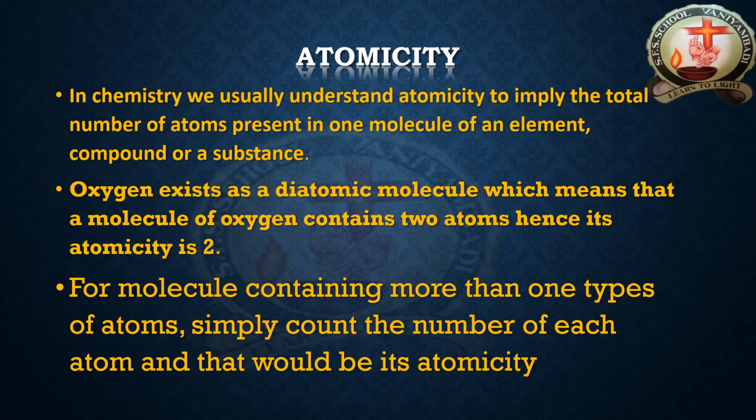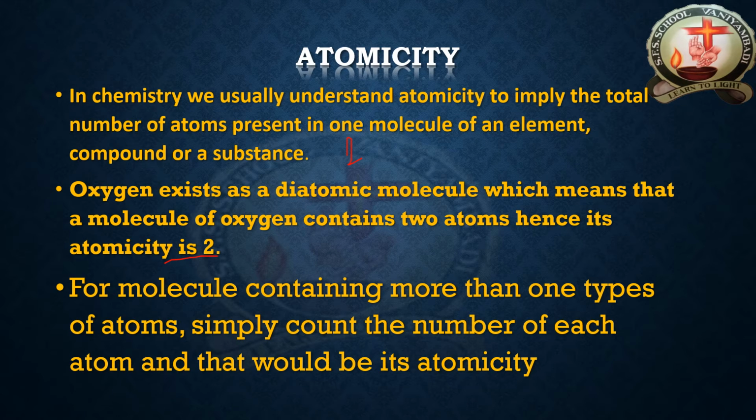Okay. Then we are going to see a very important topic, atomicity. In chemistry, we usually understand atomicity to imply the total number of atoms present in one molecule of an element, compound or substance. Okay, now we are going to identify how many atoms are present, the total atomicity of the compound. 1, 2, 3, in that manner we arrange and then we see the atomicity of the compound. Oxygen exists as a diatomic molecule. Diatomic means 2, which means oxygen atomicity is 2.